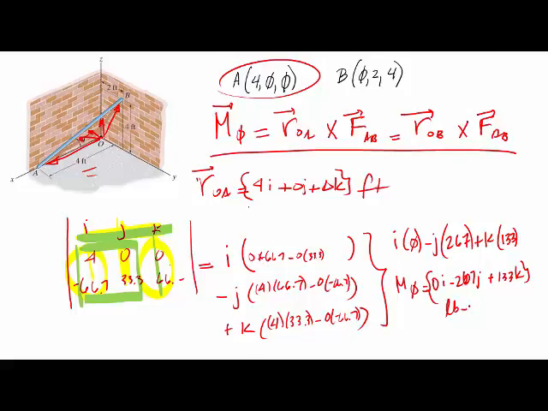Pounds times foot. No? Not per foot. Times foot. Okay? So for my sake, so I don't forget, I'm going to write it down this way. Okay? So the moment about point 0 would be 0 I minus 267J plus 133K.